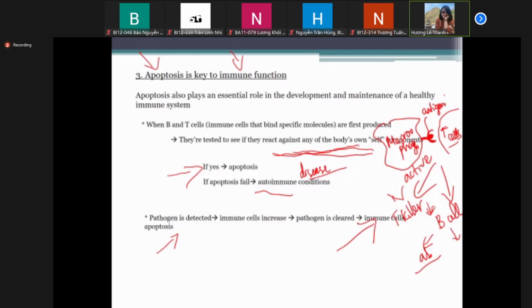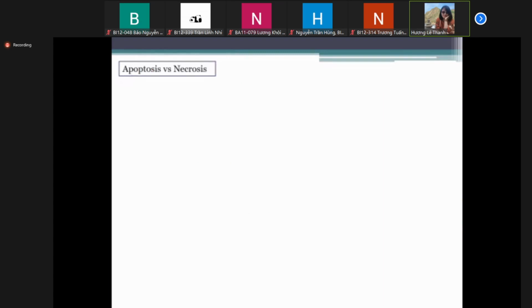And for the next, we have two comparisons: apoptosis and necrosis.